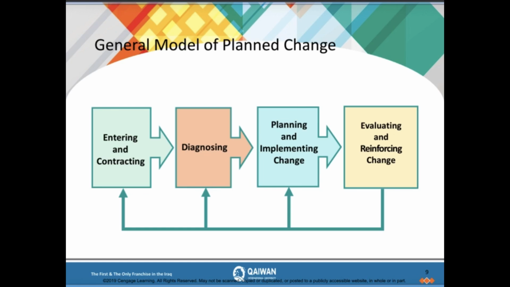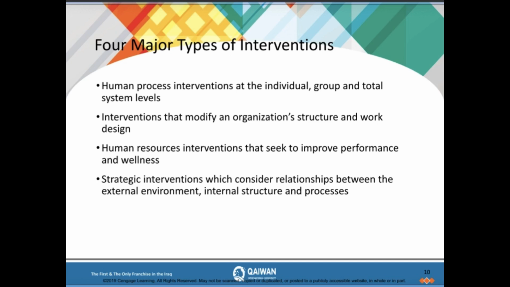So overall, this model reminds us that successful change requires a careful entry, understanding the problem, acting on it, and then reinforcing the change. So this is the general model of the plan change. And we have four major types of interventions. Before we explain the types of interventions, any questions, guys?